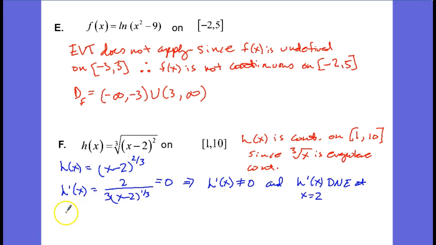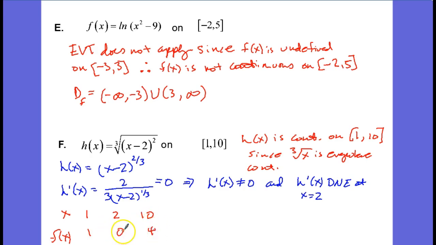So we jump back into our candidates test. x: 1, 2, and 10. So the endpoints and the critical value. So f of x, and let's see, for 1 we get 1, for 2 we get 0, and for 10 we get 4.